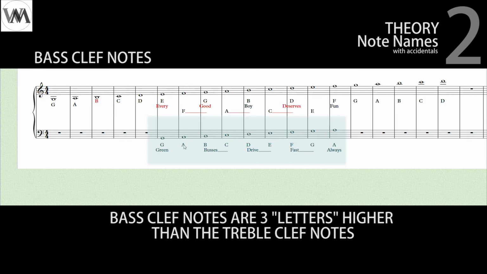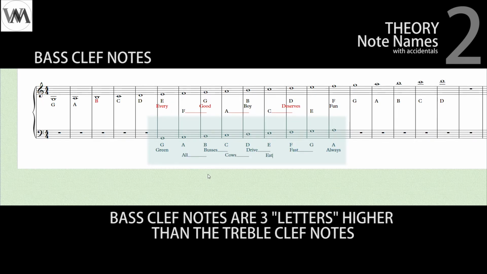And then for the space notes in between, for example, A there, we can say the following: all cows eat grass. So we have green buses drive fast always for the line notes, and then we have all cows eat grass for the space notes. And then the easiest way for me to remember the ledger line notes above and below the stave for the bass clef is to count up again like we did with the treble clef, or say, what if this was a treble clef note? Then we add 3 up in the alphabet.